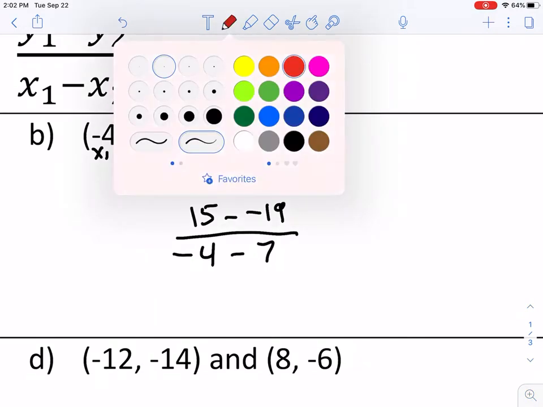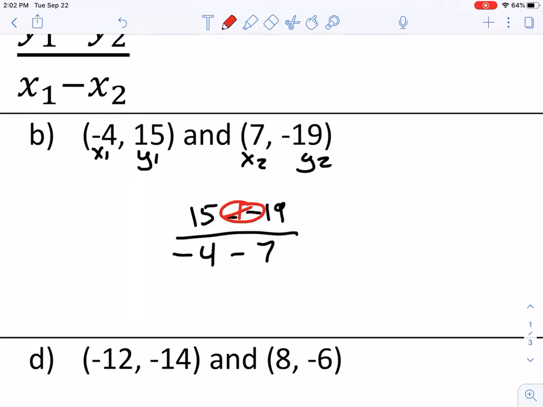As we calculate these, I have double negatives turn into a positive. So I'm going to do 15 plus 19 on top, to get 34. And I'm doing a negative 4 and a negative 7. Signs are the same, so we add them and keep the sign. And we are going to get negative 11.